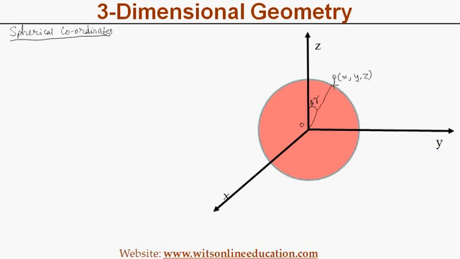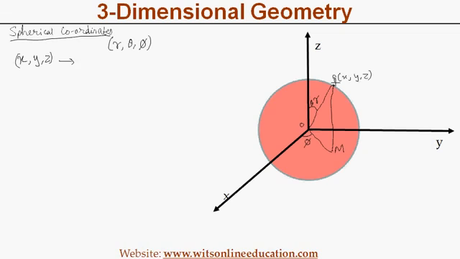We drop a perpendicular from P on this plane xy, and this foot of the perpendicular is M. We also join this OM. Let us take this angle as phi. So in spherical polar coordinates or spherical coordinates, we take the coordinates of a point as r, theta, phi. These three numbers will uniquely define a point in three-dimensional space. Let us see how we can convert a point given in Cartesian coordinates into a point in spherical coordinates. So we'll find r, theta and phi for this x, y, z.